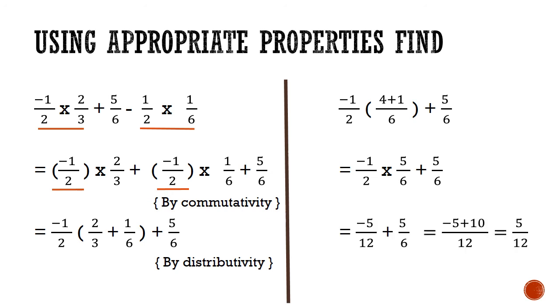Now you multiply these two. You will get minus 1 into 5, minus 5 by 6 into 2, 12, plus 5 by 6, which is equal to, taking LCM, 12 is the LCM. So minus 5, plus 6 will go 2 times in 12, 2 into 5 is 10. So minus 5 plus 10 is 5. 5 by 12 you get. Okay.